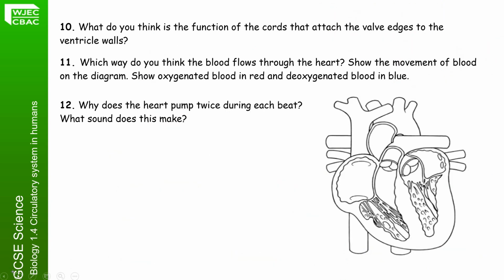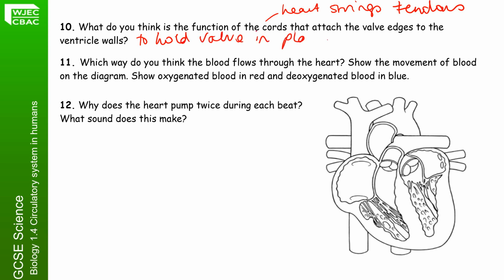So question 10 now. What is the function of the cords that attach the valve edges to the ventricle wall? We call these the heartstrings or tendons, and their job is to hold the valve in place, and they have to be pretty strong. If you did dissect the heart and had a go at trying to cut these, you really have got to cut quite hard to get the heartstrings to cut. And they prevent the valve trying to turn itself, I suppose, inside out as well.